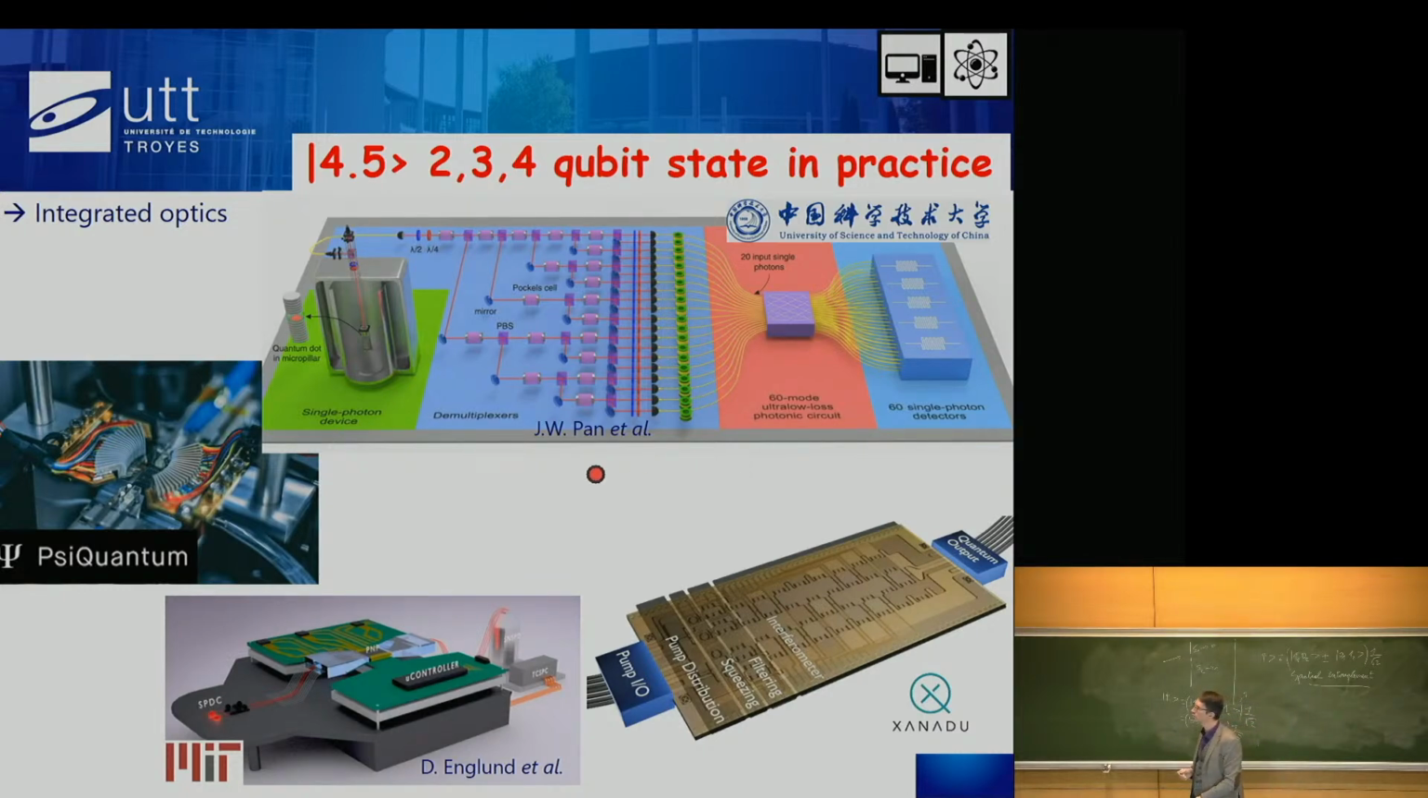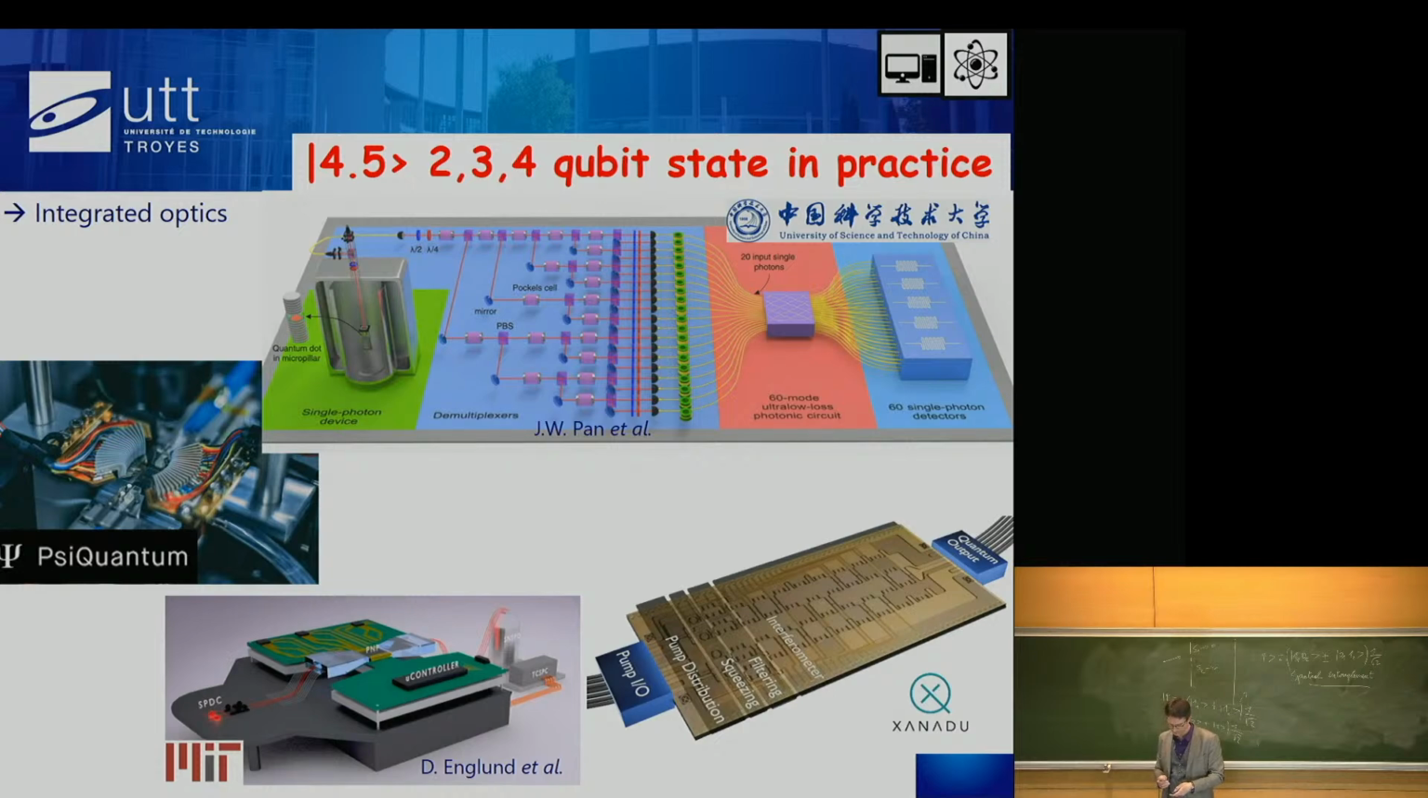People work on that with different platforms. Here is what we call bulk, which would probably take the whole table, if not more. But the fact is they can get something working where they can do something useful. In this case, they had what they call a 60-mode ultra-low loss photonic circuit with 60 qubits, and so on and so forth. There are people at MIT working on this, and people from all around the world working on this type of technologies.